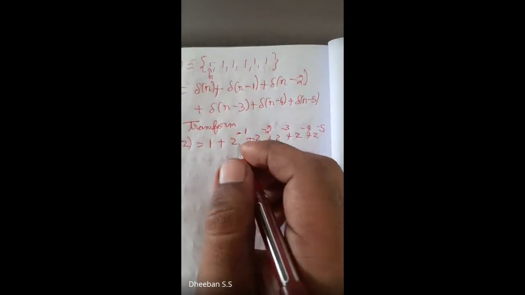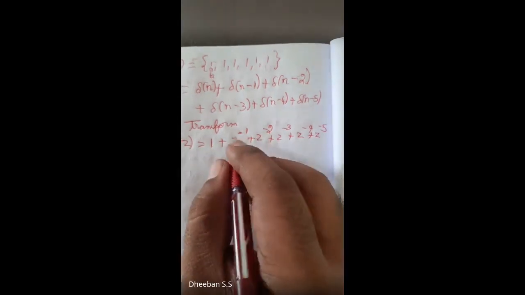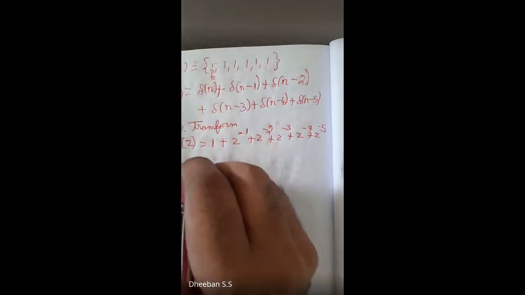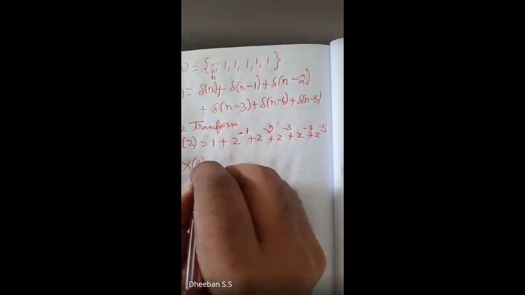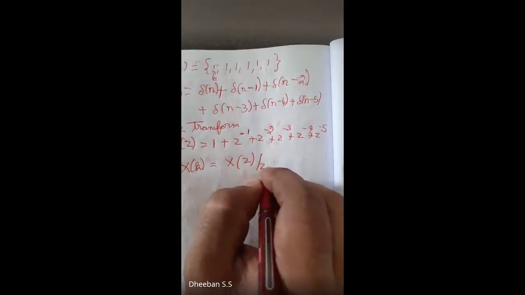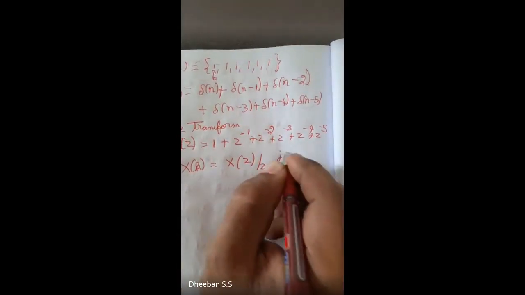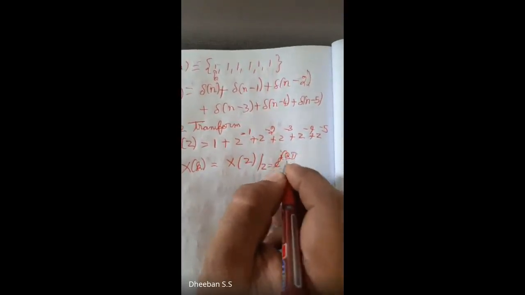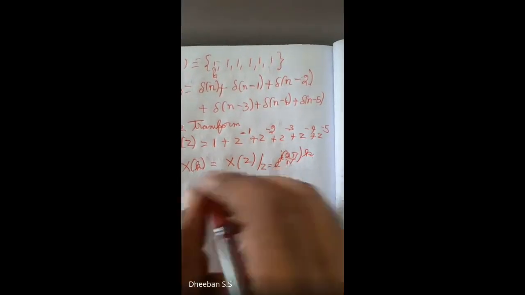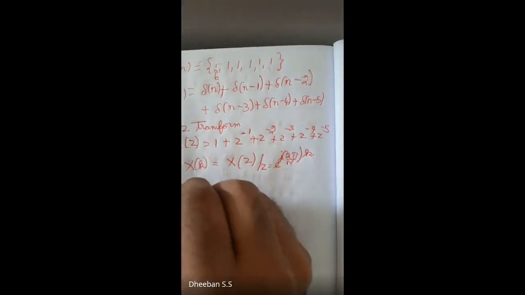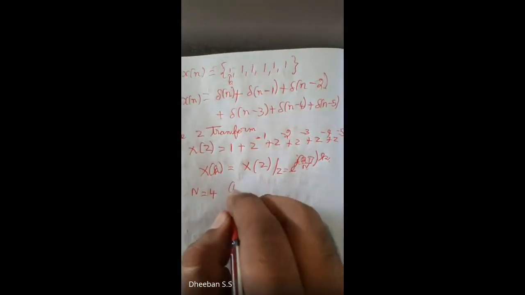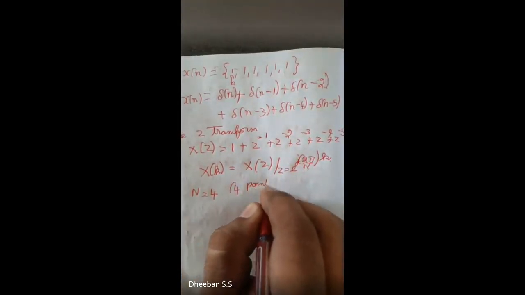Now the next step. We have found the z transform. Now we have to apply the value of z over here. So you know that the given is X of k equal to X of z at z equal to e to the power j 2 pi by N into k. Now you want to know the N value. So N equal to 4 is given in the question. They have set it for 4 points on the unit circle, so N equal to 4.